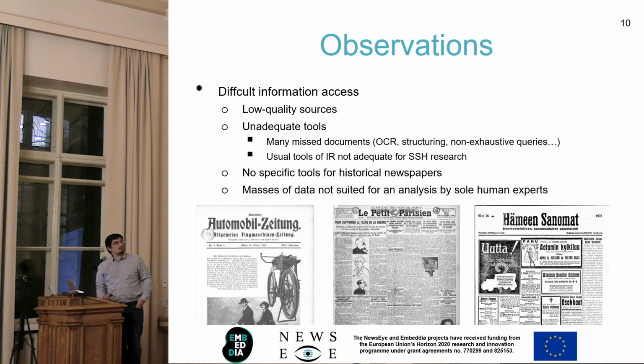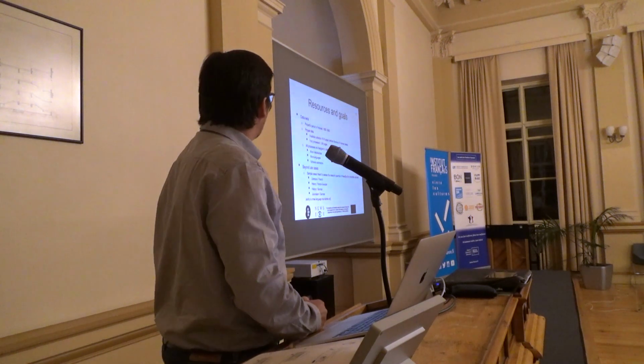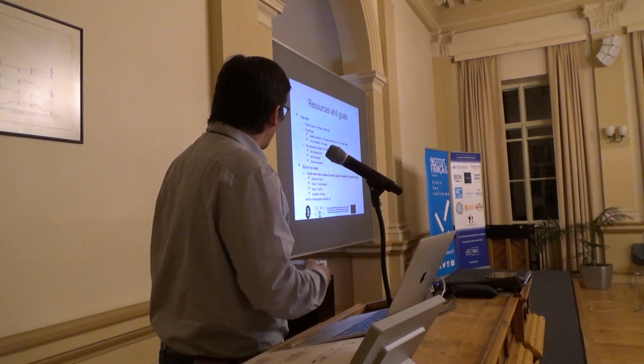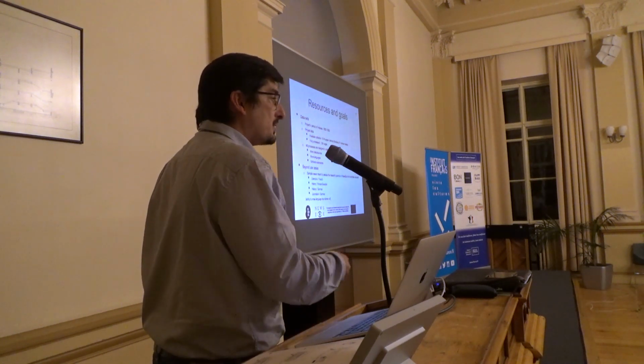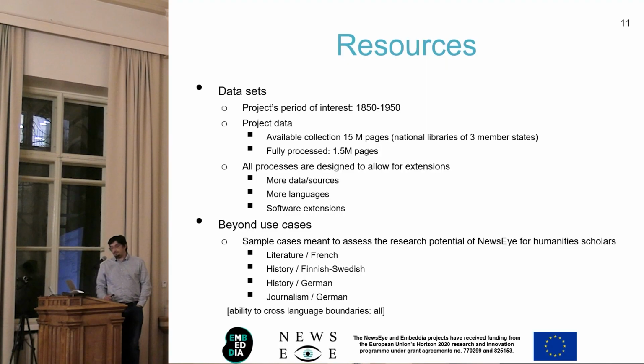So in this project, just to give you a bit more background, we covered 1850 to 1950. We had access to 15 million pages from the three partner libraries. And our goal was to do things that work for every language, that can integrate more languages, more data sets, and where we can include more tools. And once more, we wanted to show that this is really useful for humanities scholars, by having a wide set of research topics.